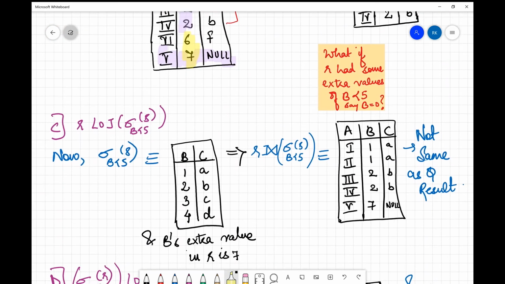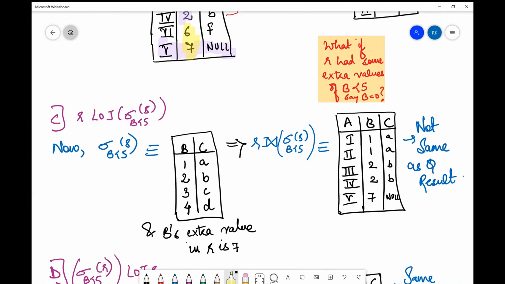Okay, now let's move to the C option. C option says R left outer join with sigma, or selection operator, b less than 5 S. Now this we had already found in one of the previous options, so I'm just writing it as is, which is this, and then left outer join with R. Now B's extra value, we already know that B's extra value in R is 7. So basically I know that one extra record that would come over here, right? That will be this 7.